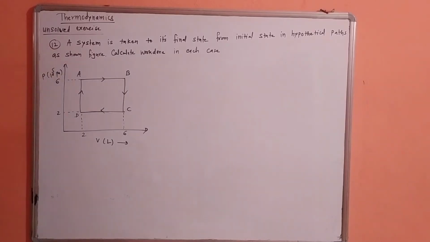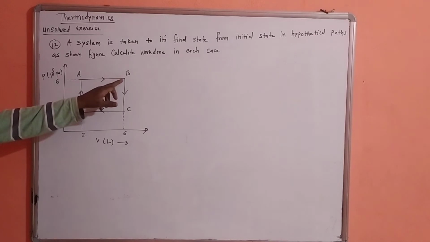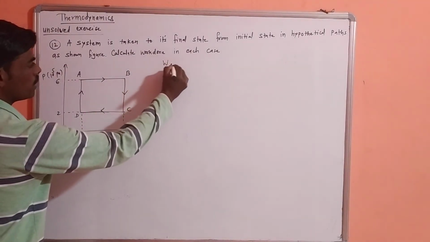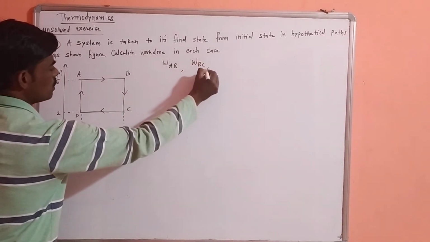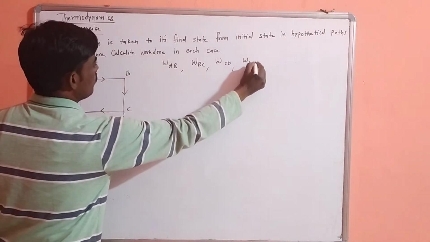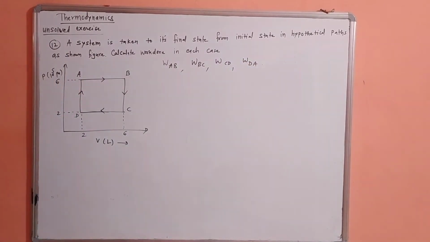Problem number 12. A system is taken to its final state from the initial state in hypothetical paths. The paths are shown in this figure: AB, BC, CD and again DA. Calculate the work done in each case. That means we have to find the work along path AB, then work along BC, work along CD and work along DA. That is the required result in this problem.